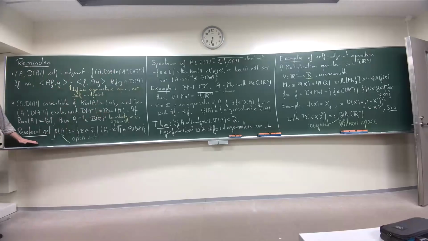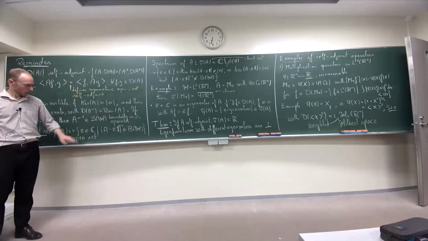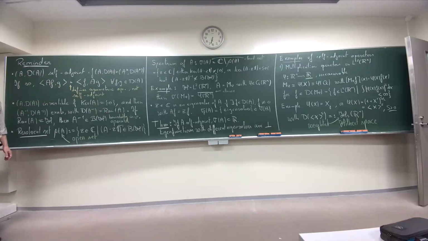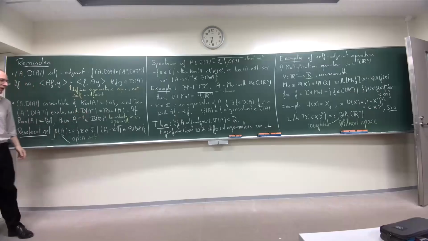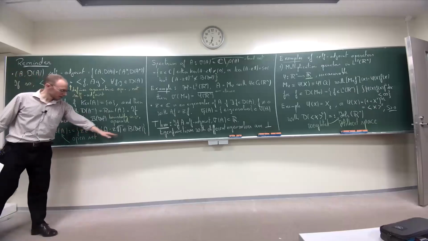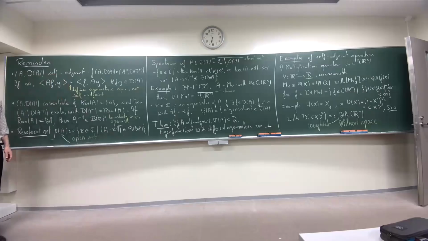The resolvent set is a subset of the complex plane. It's the set of complex numbers Z such that A minus Z times identity is invertible in B(H). So it means first that it has no kernel, it's injective. And in addition, its inverse is bounded. So we are exactly in the case where the range is the entire Hilbert space, which means the inverse is bounded.